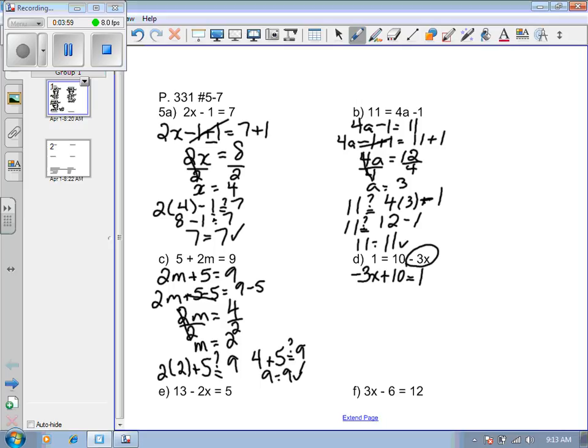So to get rid of the plus 10, what do we need to do? Subtract 10 from both sides. These guys cancel out, leaving us with negative 3x is equal to negative 9. Now to get rid of this negative 3, we have to divide this side by negative 3 and this side by negative 3. Our 3's cancel out, leaving us with x equals 3.